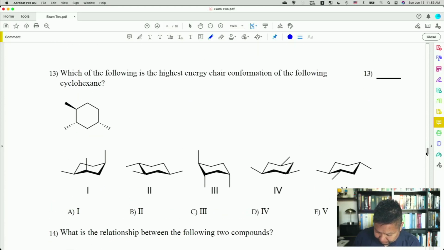Next. Which of the following is the highest energy chair conformation for the following cyclohexane? Remember what I said about this. The lowest energy is the one where the most are in equatorial. So, the opposite would be true then of axial. The highest energy would be the one with the most in the axial position. The only one that has all 3 in the axial position is structure 3, which is C.